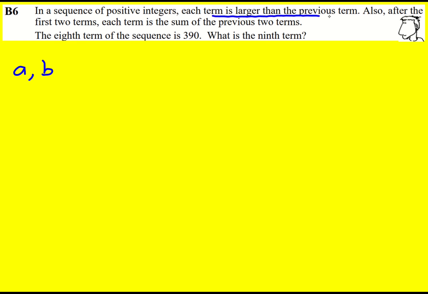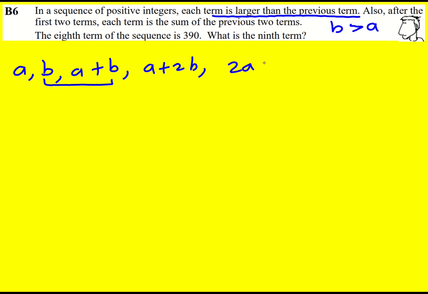But because each term is larger than the previous term, then it must be that b is greater than a. And then the next one will be a plus b. I'm adding them together. Then I'm adding these two together to give a plus 2b. And then 2a plus 3b, 3a plus 5b. That takes me up to the 6th term.